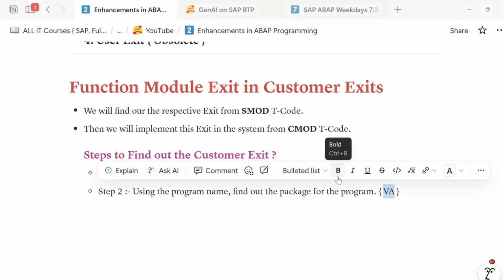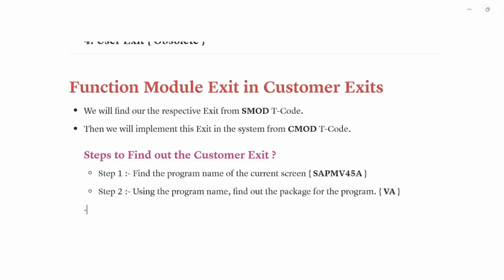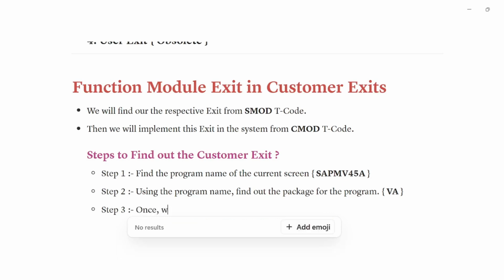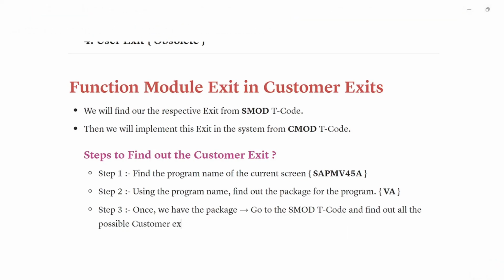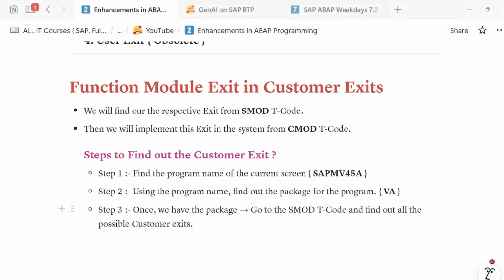Once I have my package, I can go to step 3. Step 3 is, once we have the package, we can go to the SMOD transaction code and find out all the possible customer exits, all the possible exits that are there.